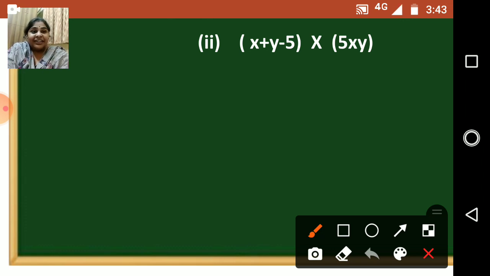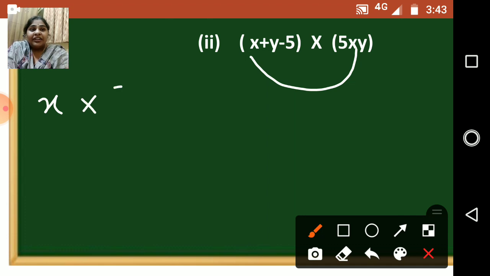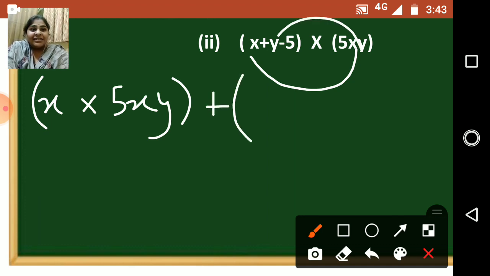I will write here again now one by one. I'll multiply x multiplied by 5xy. So each and every term in the trinomial, one by one I'll multiply with the monomial. So here x multiplied by 5xy in the first bracket, plus next is y multiplied by 5xy.